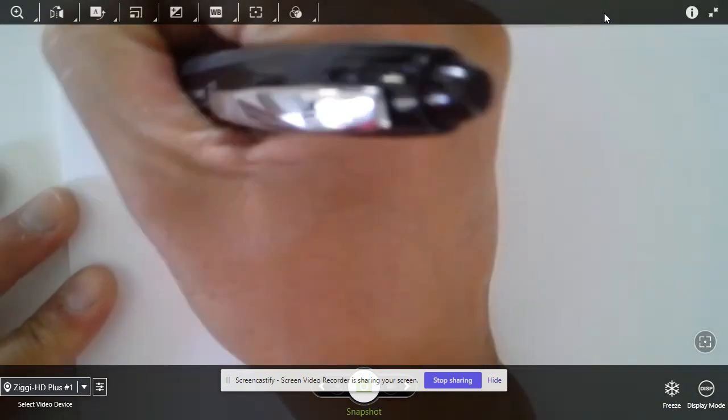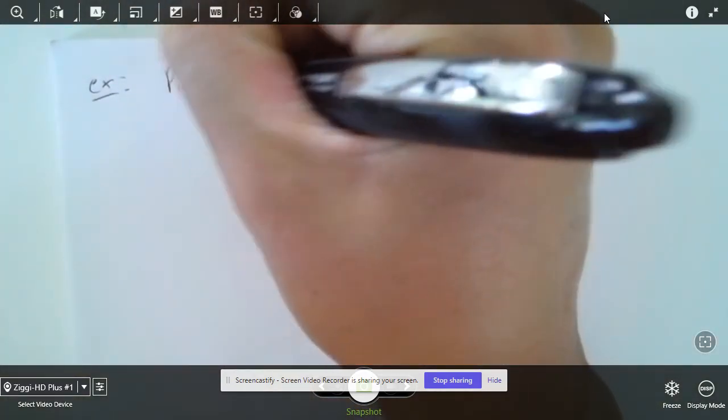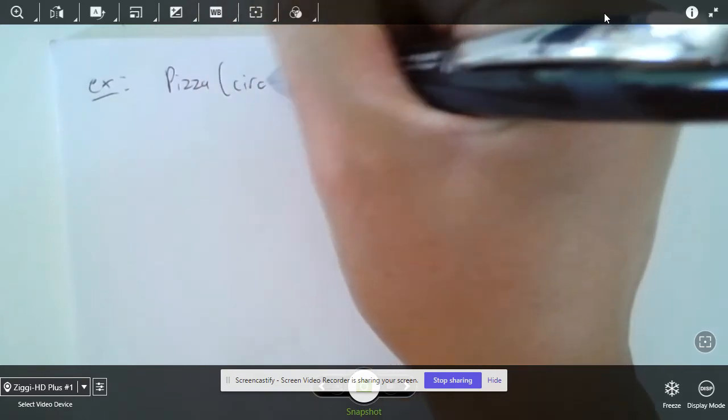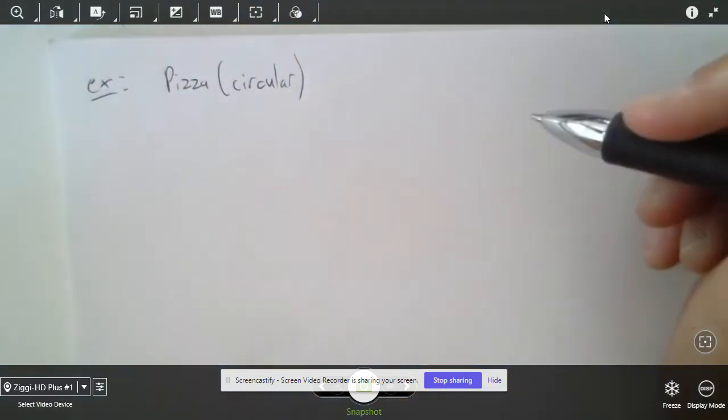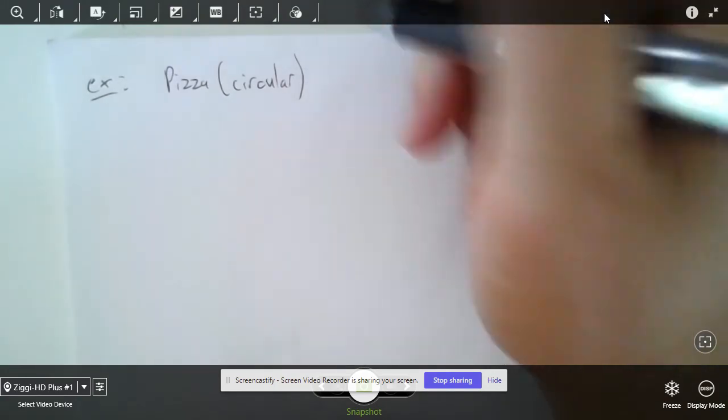So here's the example that's in your book. So you got a pizza, a circular pizza. I think this book was written at the time where they were advertising pizza from Domino's that wasn't circular. I digress.